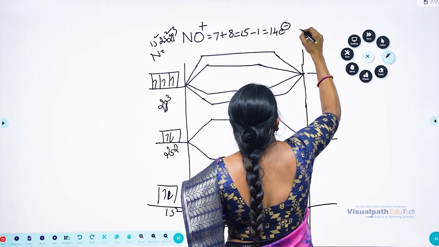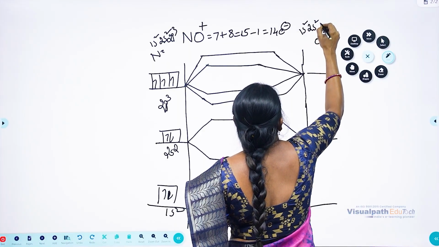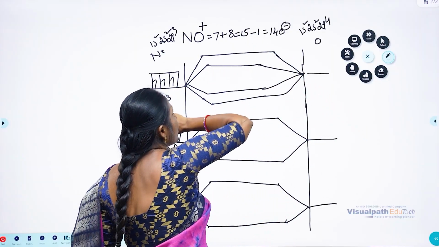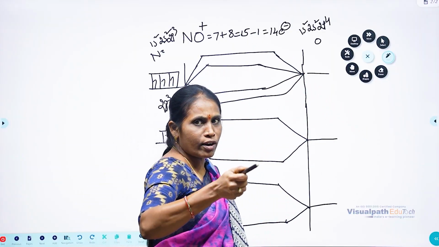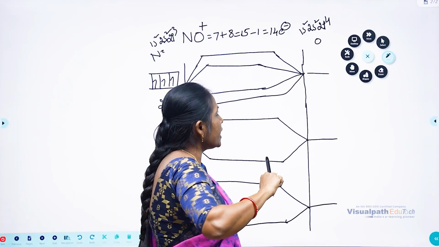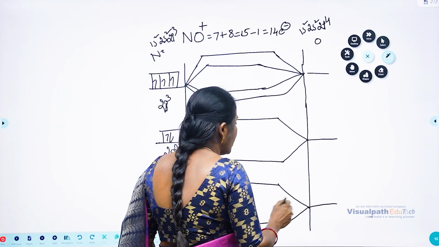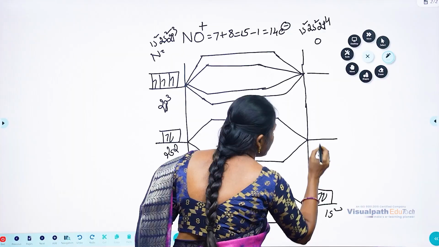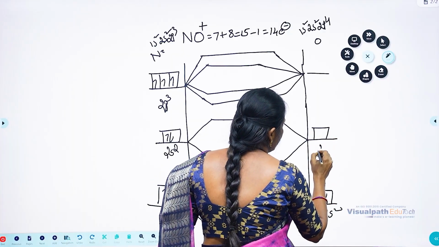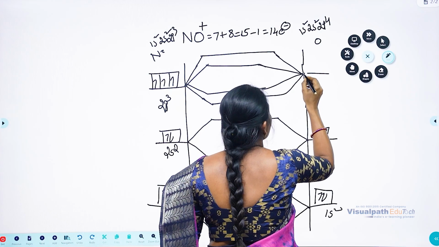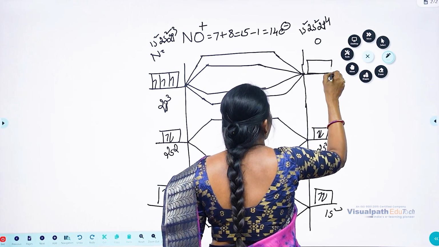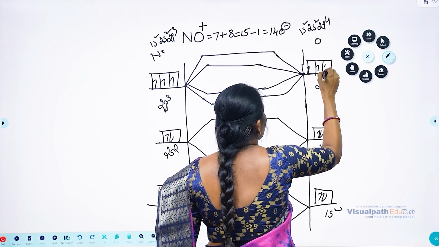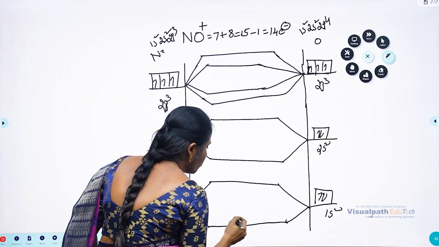Oxygen is with 8, which means 1s2, 2s2, 2p4. Okay. So here we remove one electron from that NO molecule. It may be from oxygen or from nitrogen, any one atom. So here we take the 1s2, 2 electrons, 2s2, 2 electrons, and here we take the 2p. From oxygen we remove one, then it is 2p3. 1, 2, 3.